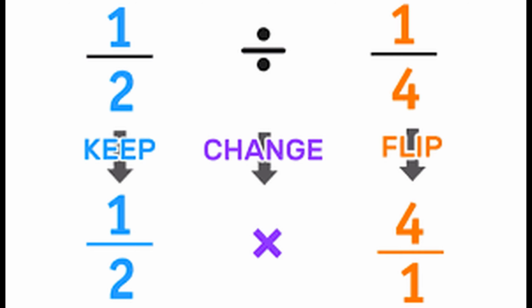First, you keep the first fraction the exact same. Don't do anything. And then you change the division sign into a multiplication sign. That makes it easier. And then the next fraction, you have to flip it, which means switching the top and bottom number around. And then once you do that, you can multiply them just as easy.